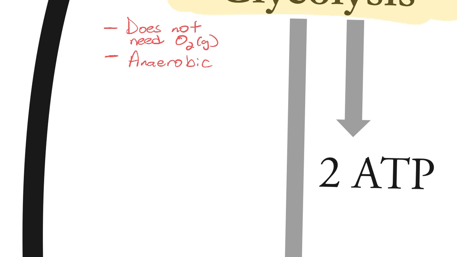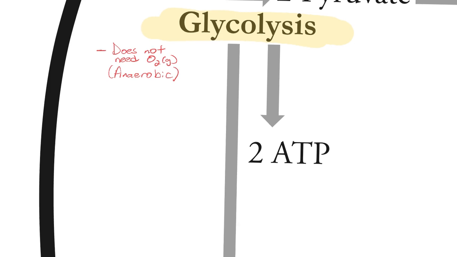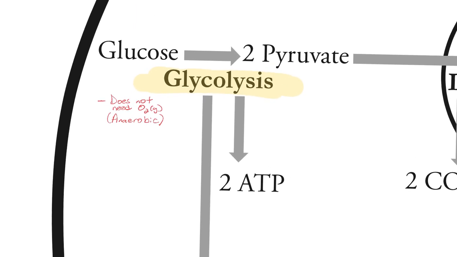So rather than putting an extra little dash there, I'll just say that's what this means, and I'll put it in parentheses. Anaerobic means it does not need oxygen. Glycolysis does not need oxygen. Glyco comes from glucose, so sugar. What does lysis mean?